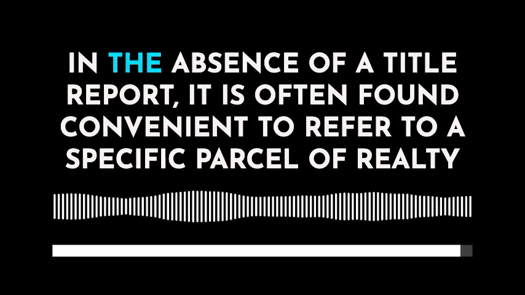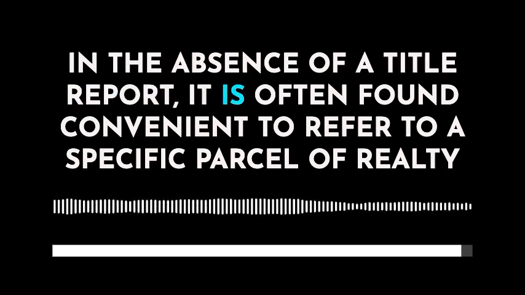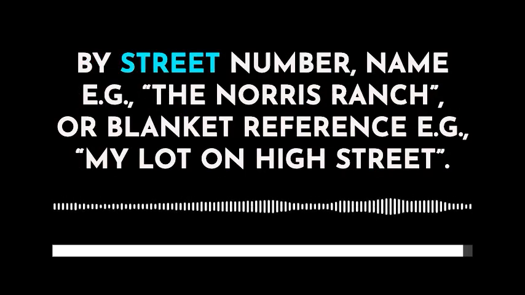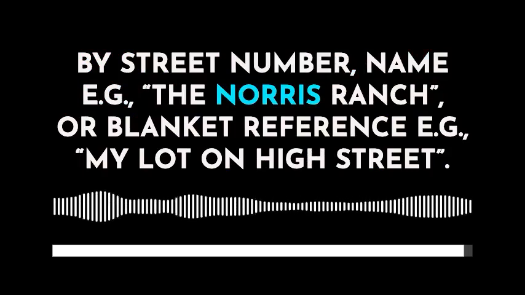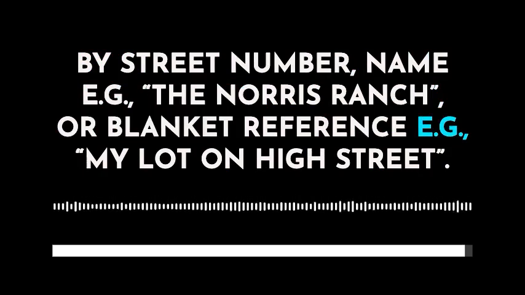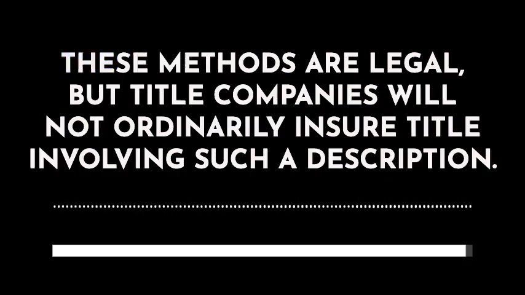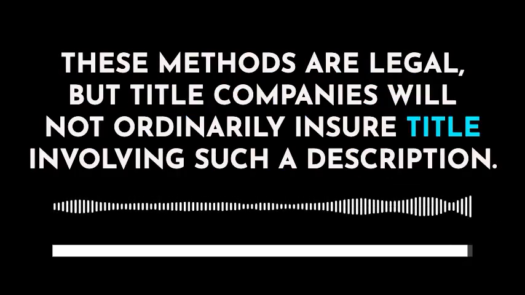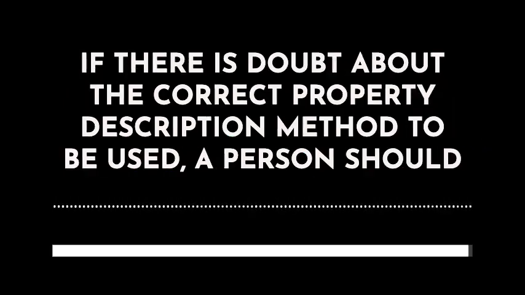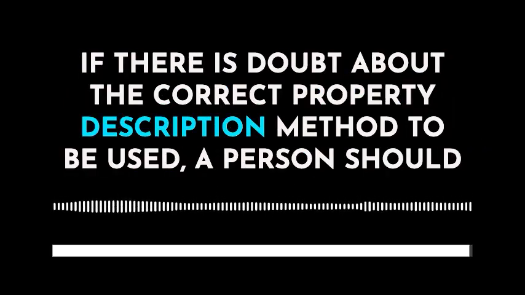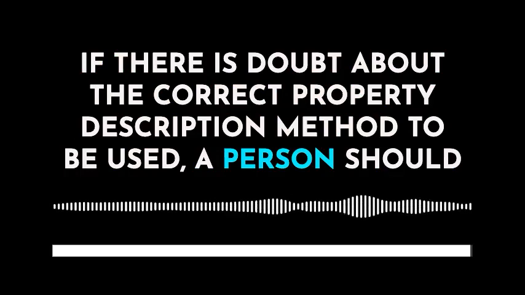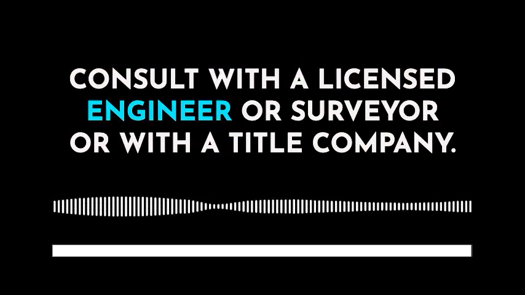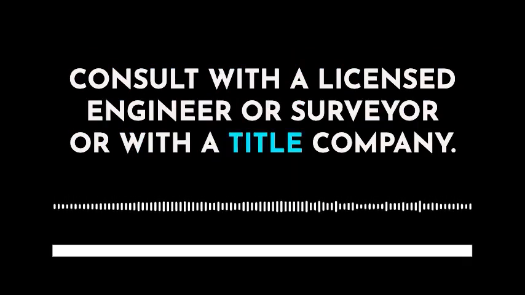Informal method. In the absence of a title report, it is often found convenient to refer to a specific parcel of realty by street number, name e.g., the Norris Ranch, or blanket reference e.g., my lot on High Street. These methods are legal, but title companies will not ordinarily insure title involving such a description. If there is doubt about the correct property description method to be used, a person should consult with a licensed engineer or surveyor or with a title company.